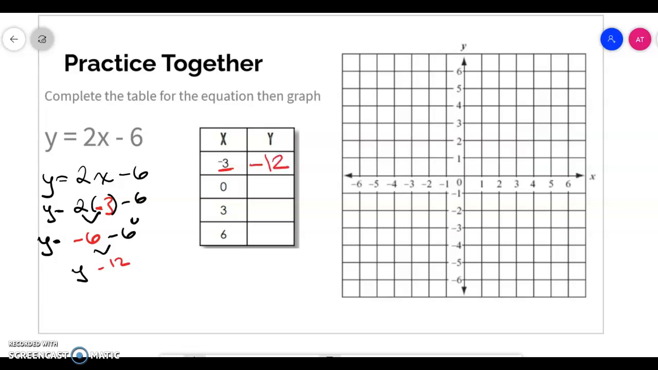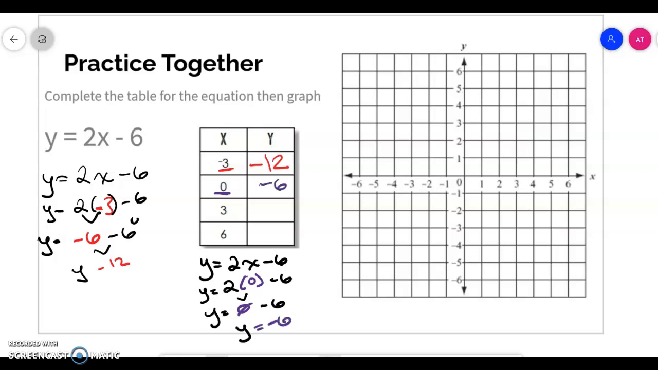It looks like on my graph I can't get to that point, so that's okay. We're going to move on to the second one. Sometimes it doesn't always reach the graph, and that's completely fine. So now we're going to plug in 0 for x and see what we get. I have 2 times 0, which is 0, minus my 6 is going to give me a -6. So my second point, I'm going to start at 0 and just go straight down to -6 and put a dot. That one I can actually graph.